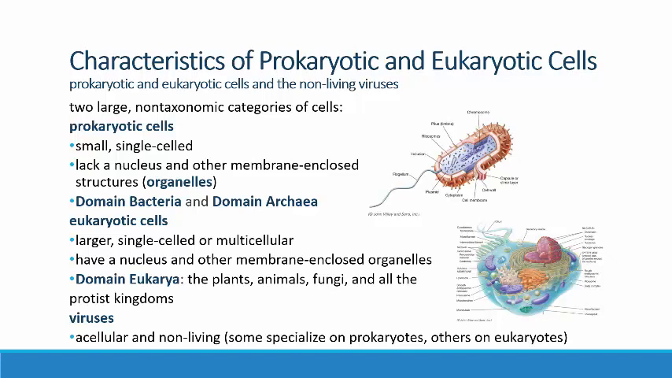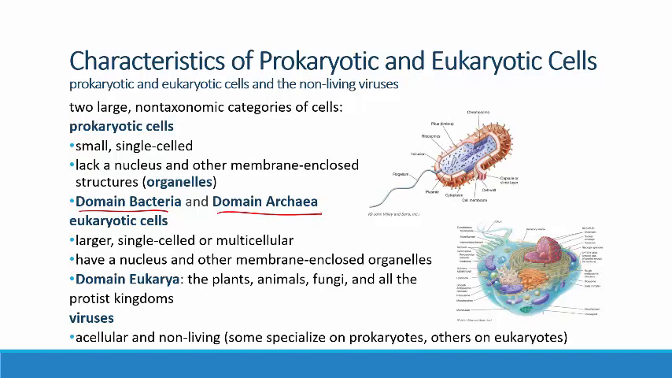One of these categories is prokaryotic cells. These are the bacteria and the archaebacteria. They're small, they're single-celled, they don't have a nucleus, and they don't have the other membrane-enclosed organelles that we find in eukaryotic cells. So again, domain Bacteria and domain Archaea together are the prokaryotic groups of cells.